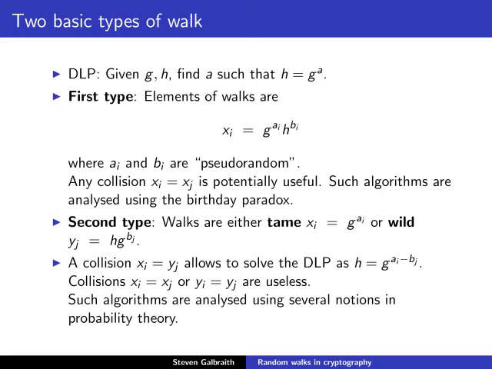But now there's useless collisions. If two tame things match, well, you don't get anything you didn't know. And if two wild things match, you don't learn anything either. So you need these collisions of different types. So in the first case, any collision's good. You analyze using the birthday paradox. In this case, only some collisions are good. You use either variants of the birthday paradox or different arguments in probability theory.